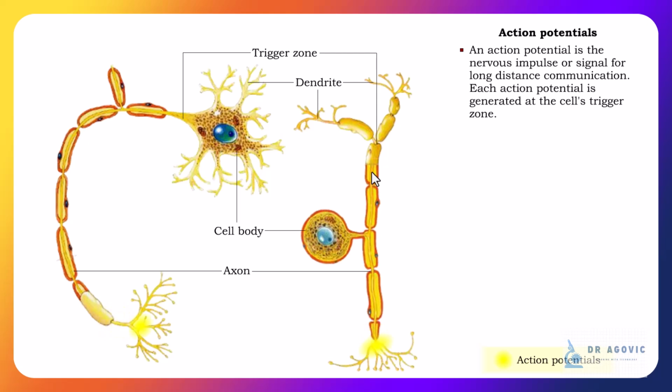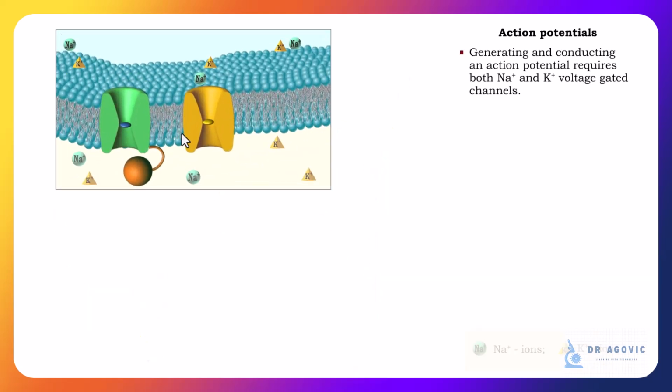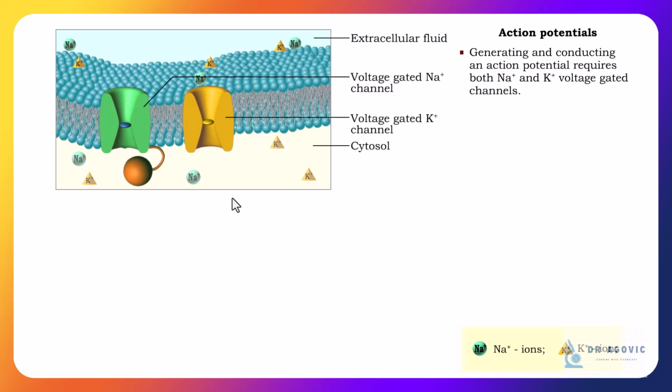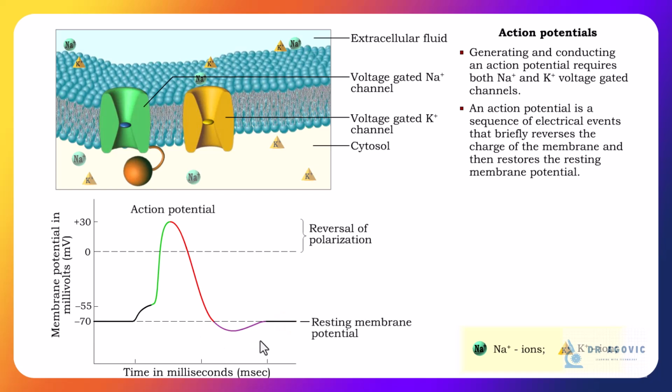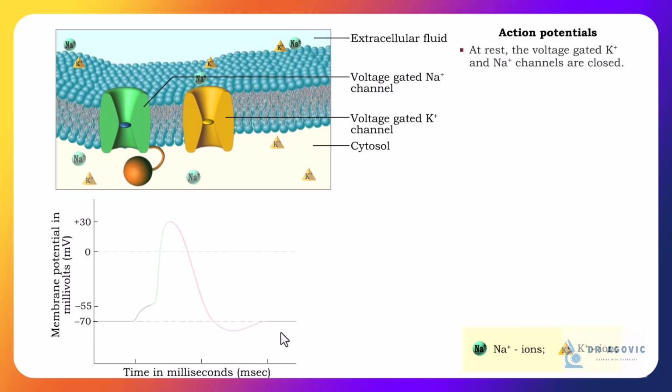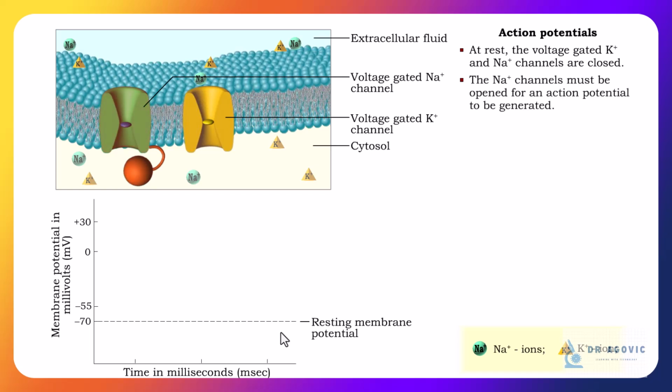The action potential is the nervous impulse or signal for long-distance communication. Each action potential is generated at the cell's trigger zone. Generating and conducting an action potential requires both sodium and potassium voltage-gated channels. Through a sequence of electrical events, an action potential momentarily reverses the charge of the membrane and then restores the resting membrane potential. Before the action potential is generated, the membrane voltage is at the resting membrane potential.